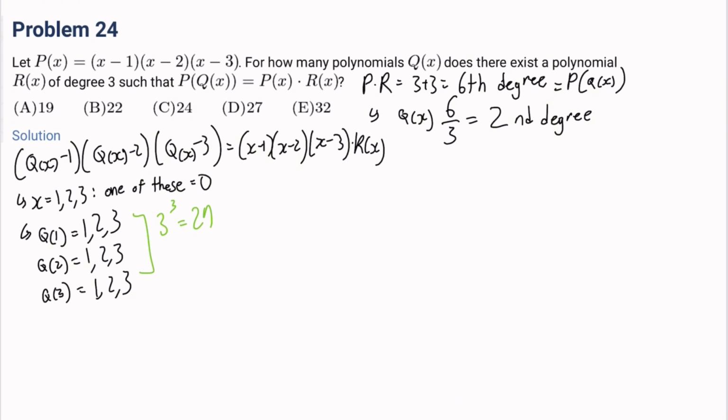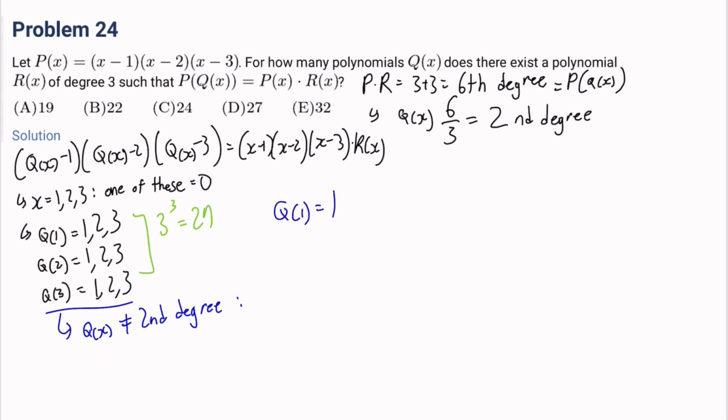But then that's not the answer, because from these, we have some values of Q, because we have some Q(x)'s. So some Q(x)'s are not a second degree, right? And this is if Q(1) equals 1.